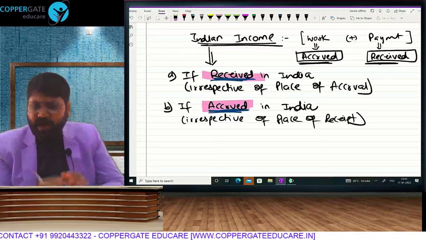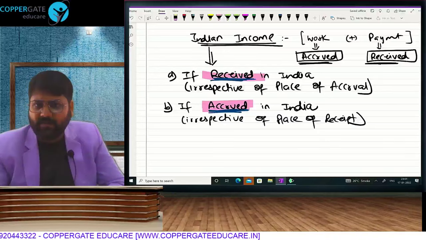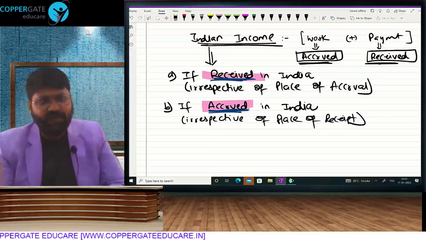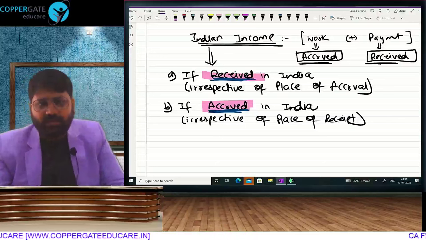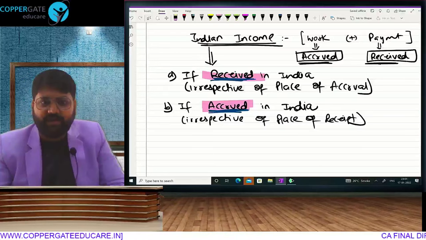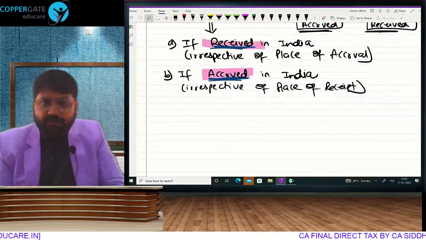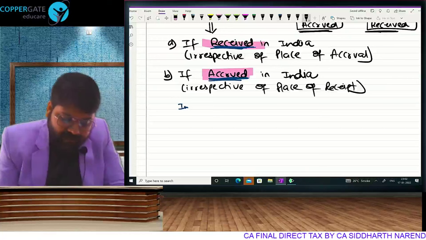Okay? So, are we clear about what will be? And Junaid, I think you are also clear about what you asked me. Yes, there will be double taxation, but you will get relief. And for that, we have a chapter in CA final. So, are we all clear about the meaning or definition of Indian income? Yes, sir.